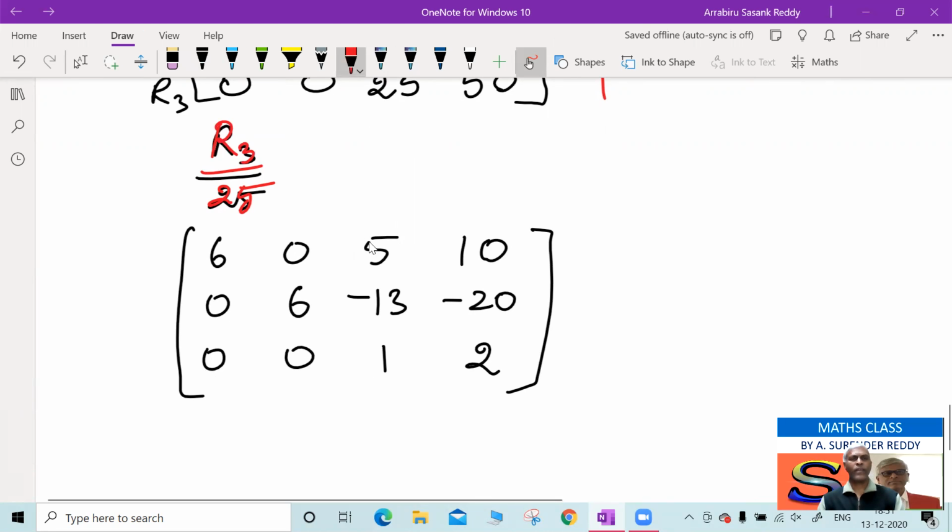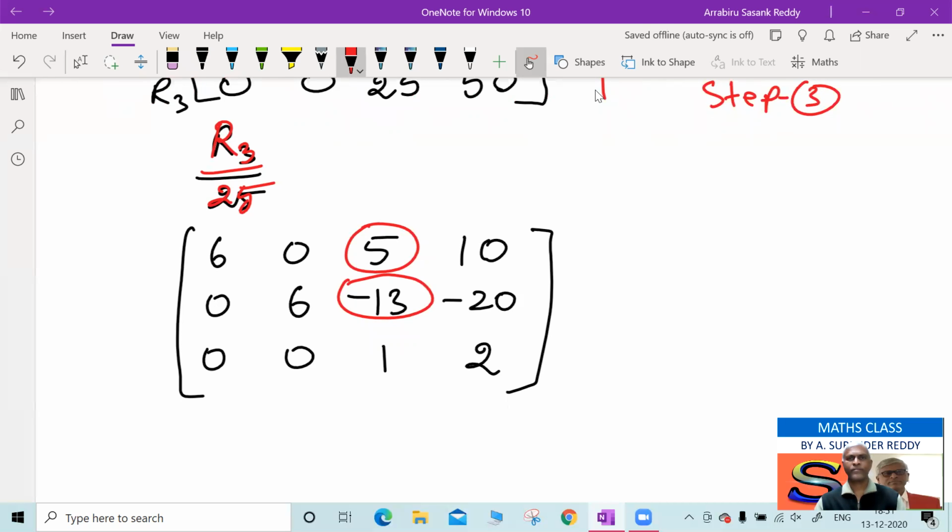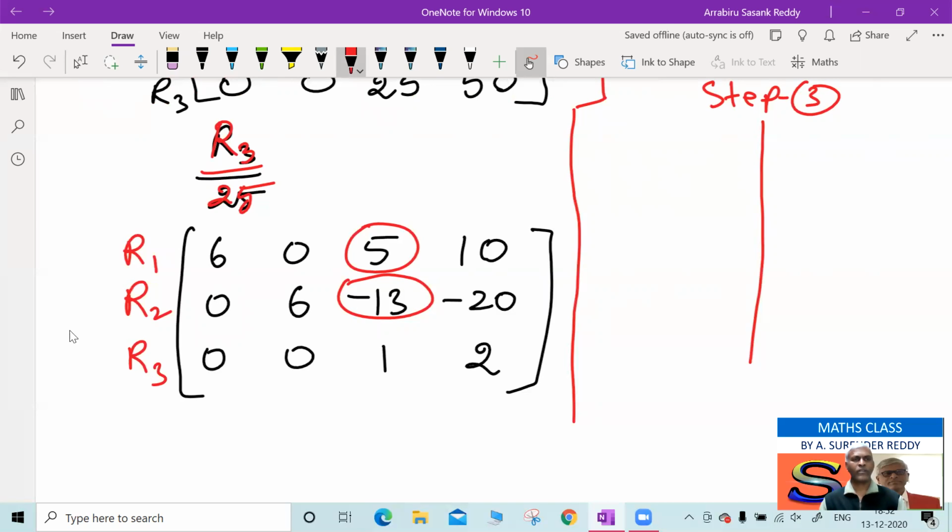Now we have to, in step 3, we have to convert these two elements of third column. So now it is step 3. In step 3, we have to convert these two elements into 0. So what is this one? This is 5 in first row. This is second row. This is third row. So we have to change R1. So here the third row is constant. So make use of third row for converting into zeros. And for second row, minus 13 also should become 0. For this also make use of R3.